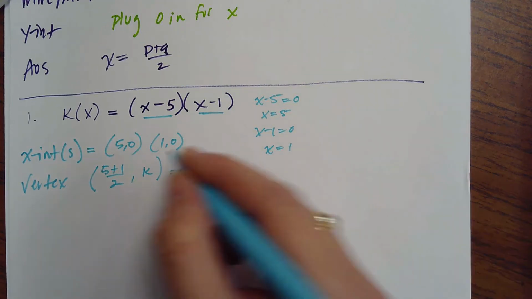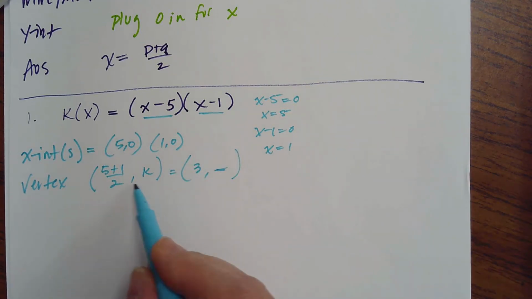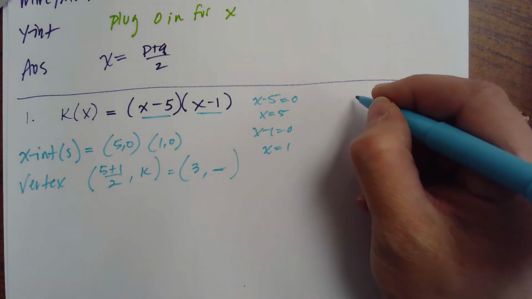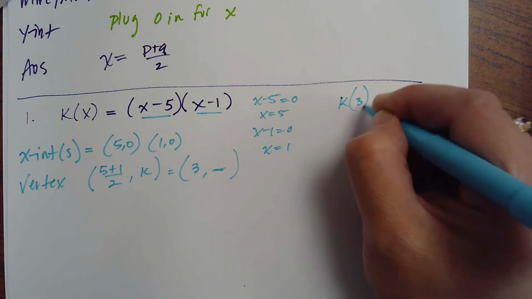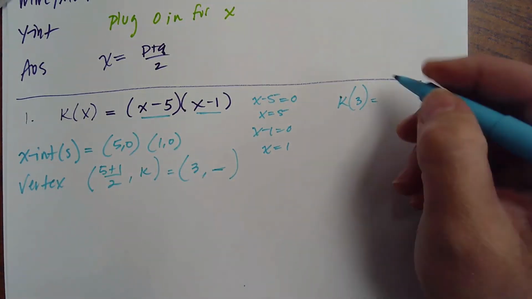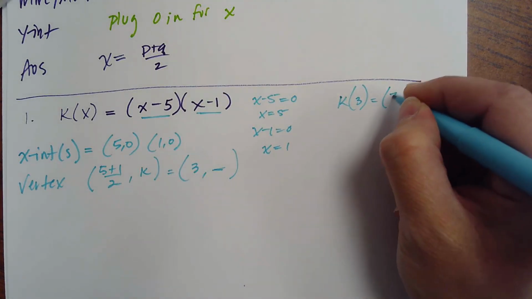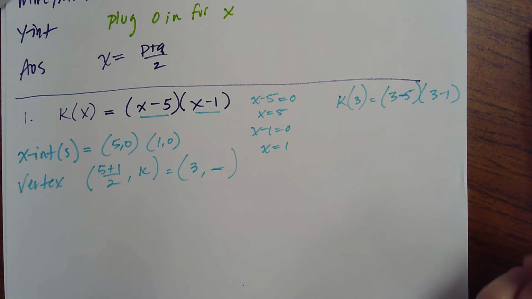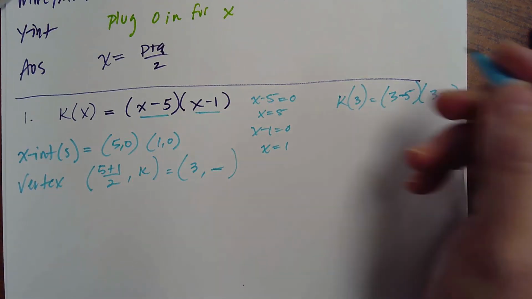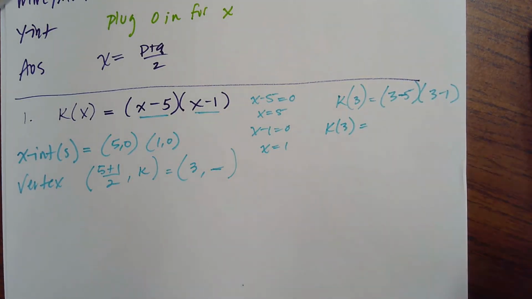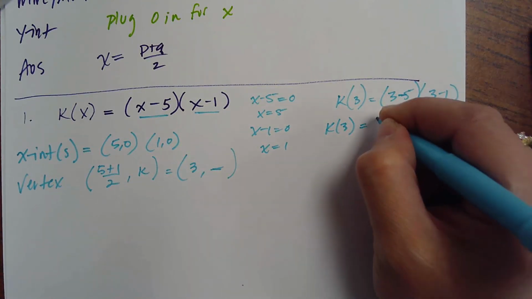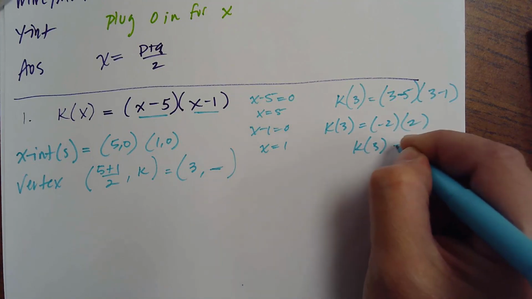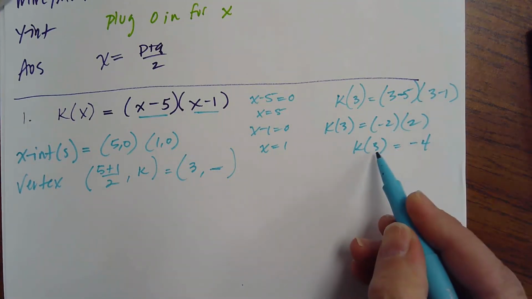So here's how you figure out that k value. What you're going to do is take this 3 and plug it back into our equation. So for example, I'm going to do k of 3, which just means I'm plugging 3 in for x, and I'm going to plug 3 any place I see x. So 3 minus 5 and 3 minus 1. What I'm doing here is getting the y value of my vertex. So I'm plugging in, when x is 3, what is y? This gives me negative 2, and this gives me 2. So when x is 3, y is negative 4. This is kind of like your input, your output.